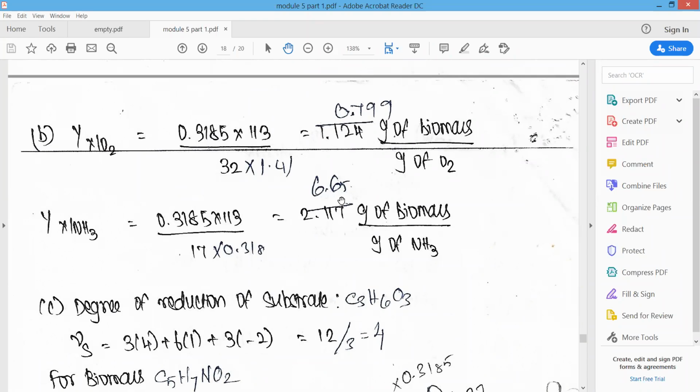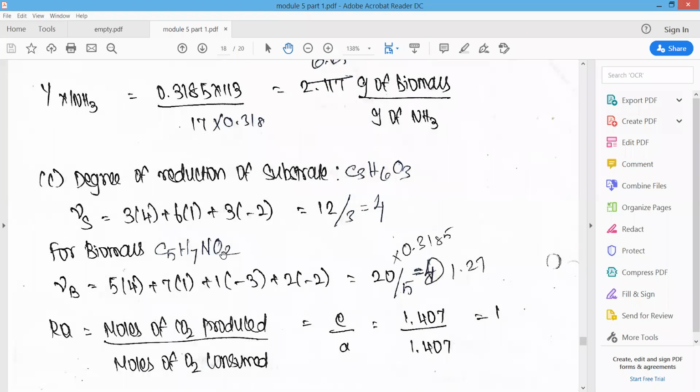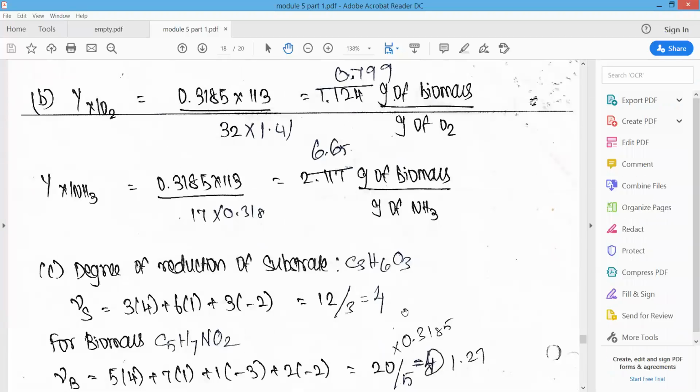Then find the degree of reduction of the substrate, that is C3H6O3. So 3 into 4 plus 6 into 1 plus 3 into minus 2, that is 12, divided by the gram atoms of carbon, that is 3, which gives 4. And for biomass, C5H7NO2, you have a coefficient, that is 0.3185. 5 into 4 plus 7 into 1 plus 1 into minus 3 plus 2 into minus 2. So you will get 1.27. They have also asked us to find the respiratory quotient, that is E by A. E and A values are both the same, so you will get the answer as 1.